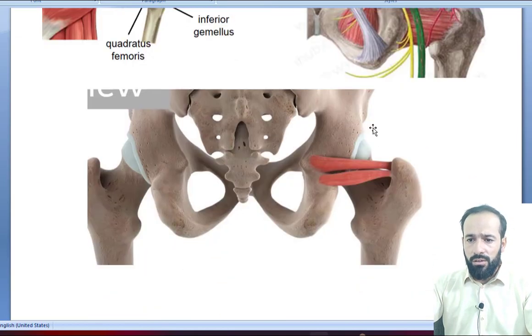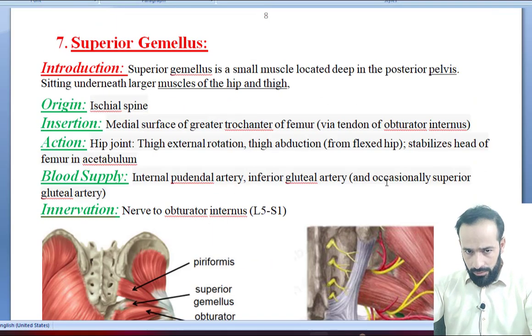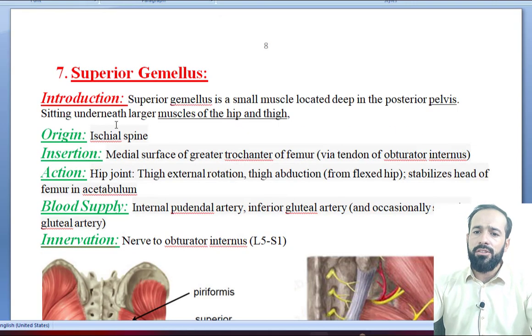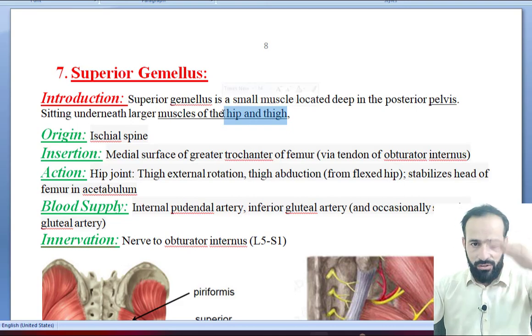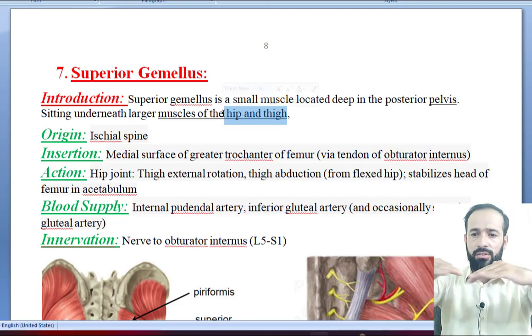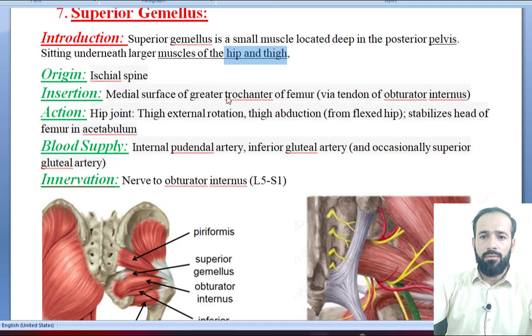Both of them together are called gemelli, right? So these two muscles, superior gemellus and inferior gemellus, you can see there. The superior gemellus muscle is a small muscle located deep in the posterior pelvis, sitting underneath the larger muscles of the hip and thigh, right? They are the lowest muscles in your gluteal muscles.